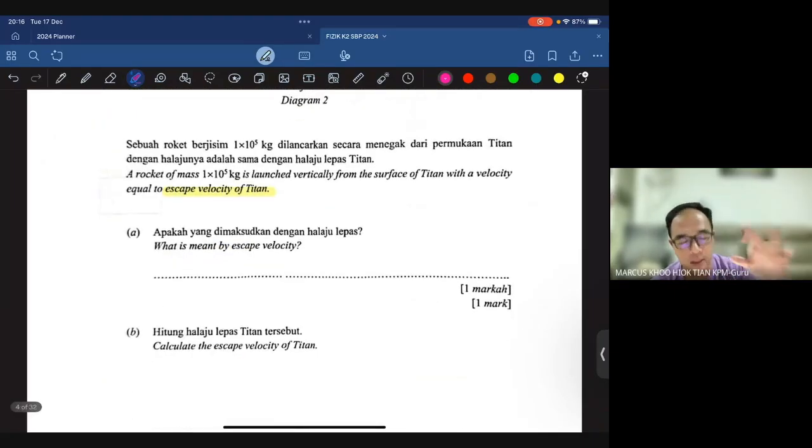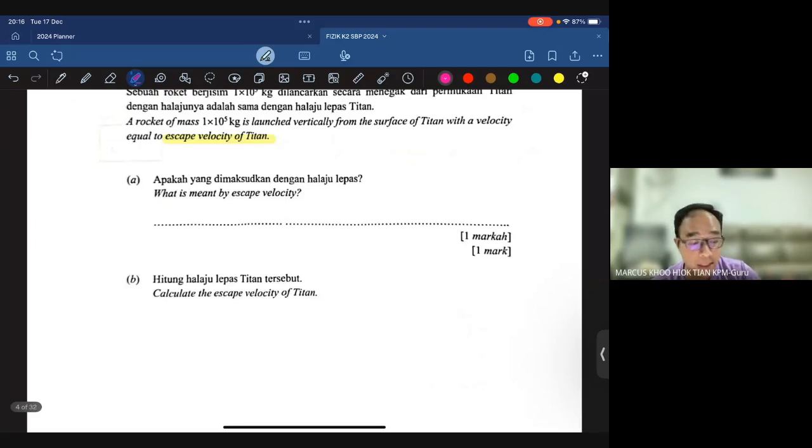Okay, so let's talk about the definition. What is meant by the escape velocity? Escape velocity is the minimum velocity.